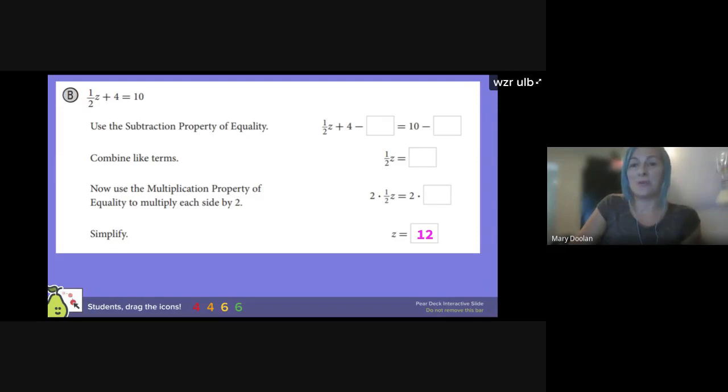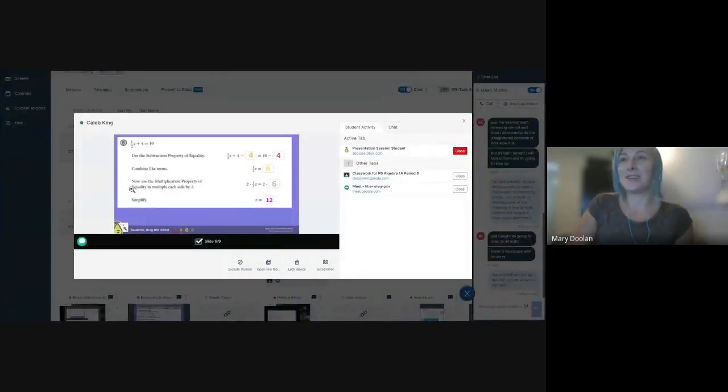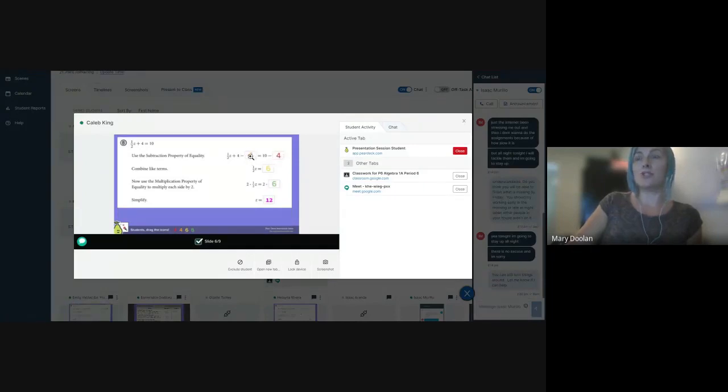So Caleb, go back to your Pear Deck slide because I'm going to share your work because you did it correctly. Okay, so here's Caleb's slide, and he chose to drag in the 4s in the first 2 boxes. And this is correct. We want to have the same number on both sides. And by choosing to put 4 here, 4 minus 4 of these combine to give us 0, and that goes away, and I'm just left with the 1/2 z.